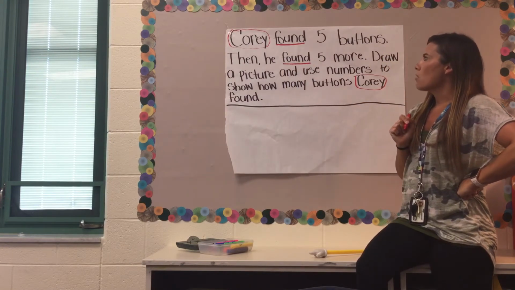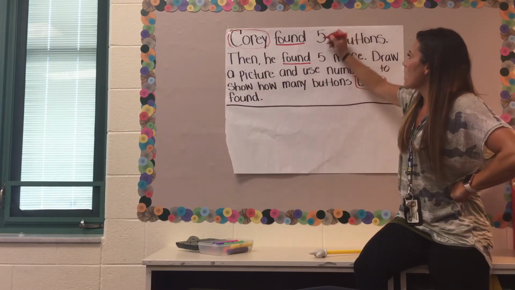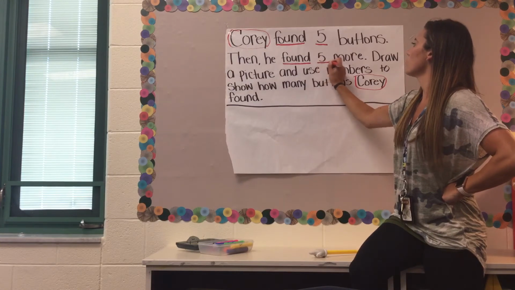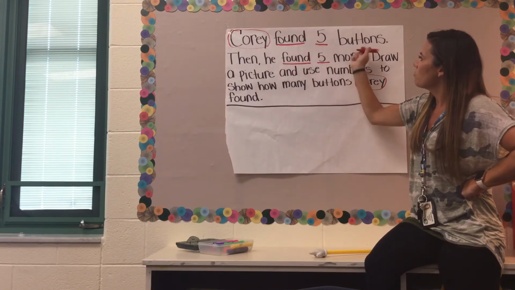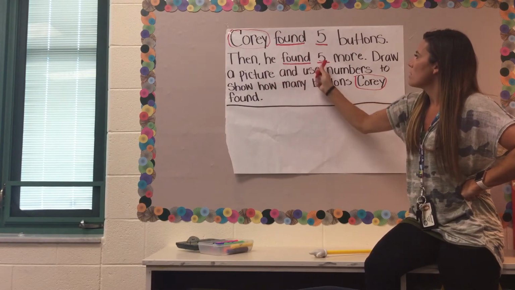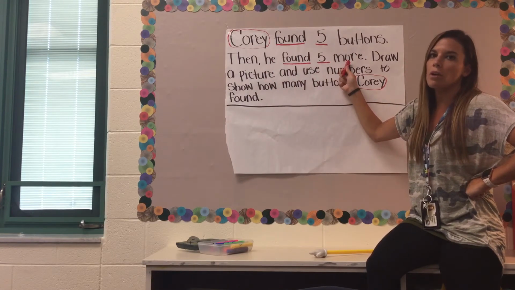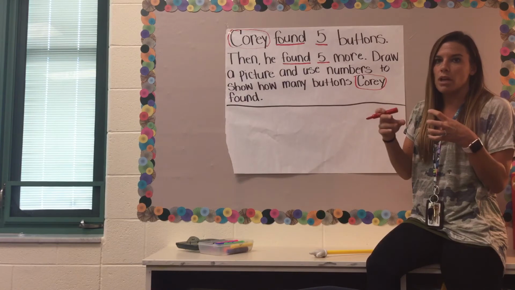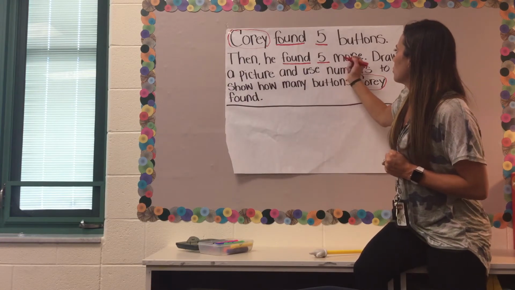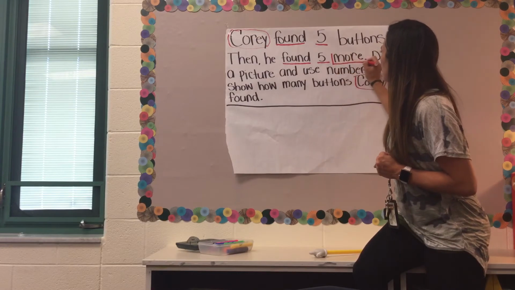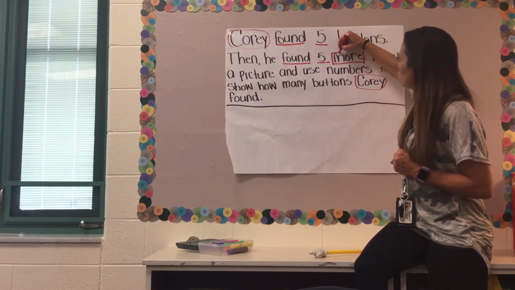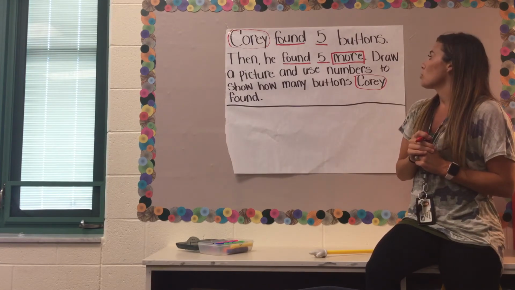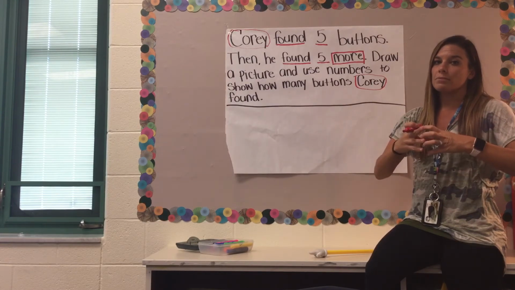Okay, now, obviously the number 5 is an important piece of this story problem, okay, and 5 more. So Corey found 5 buttons. Then he found 5 more. Think about that word more. That word more means we're going to be adding things together. So this is very important. I'm going to put a box around this word, because this word actually gives us a clue of how we're going to solve this problem, okay? Because the word more means we're adding together.